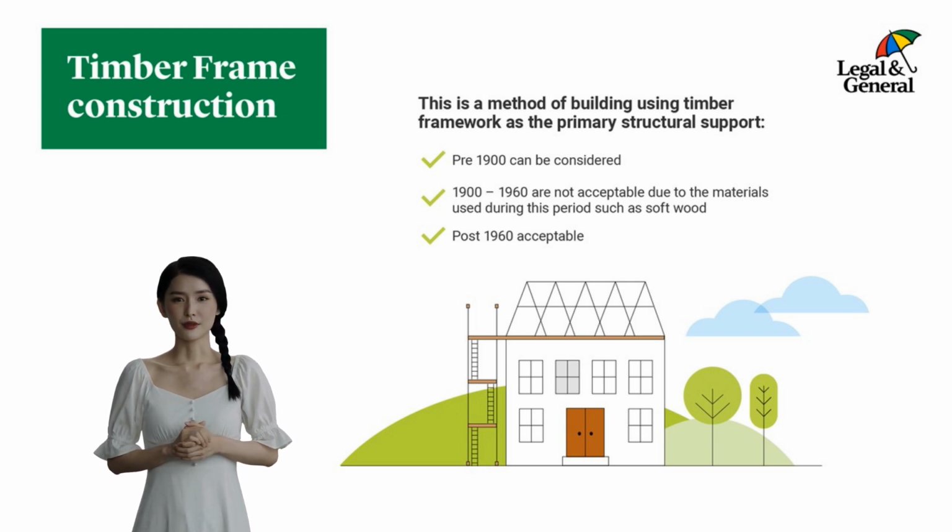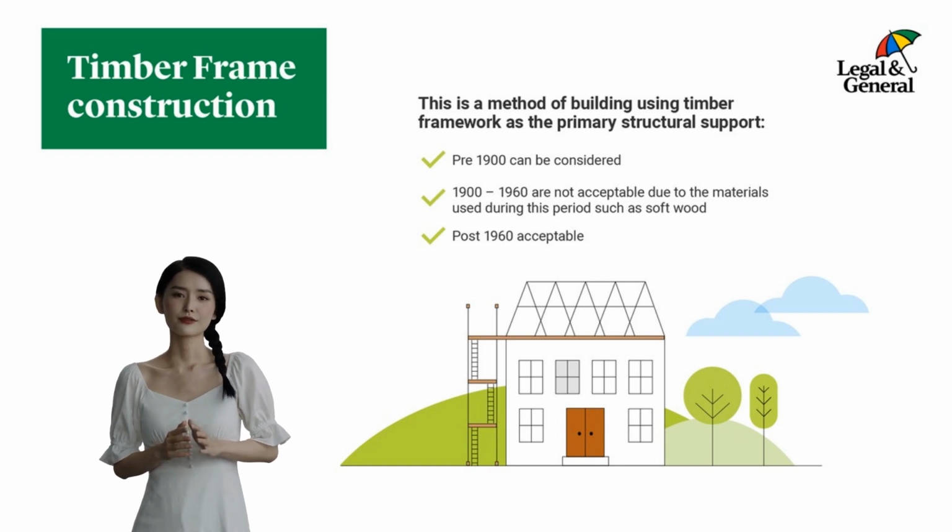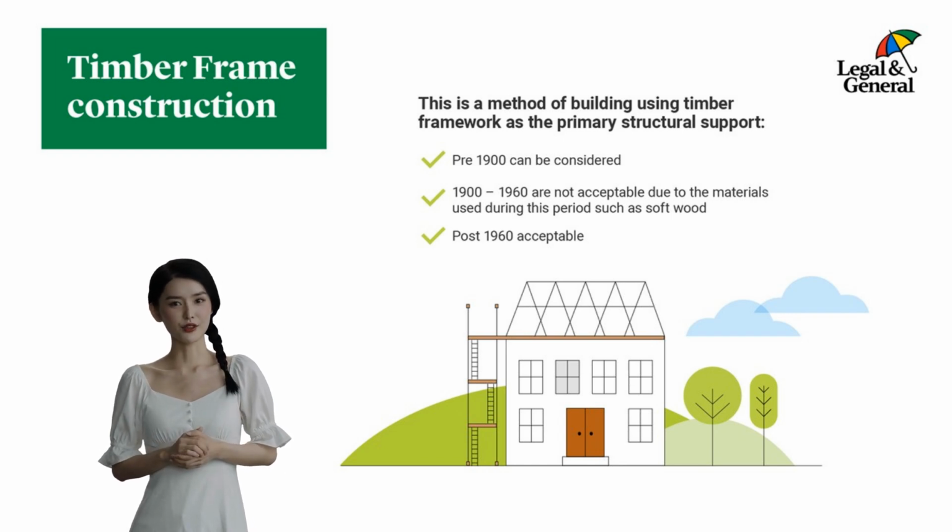If construction was between 1900 to 1960, this is unacceptable due to the risk of structural defects from the materials used during this period, such as soft wood. Buildings that are constructed after 1960 are acceptable following the introduction of the National Building Regulations, which saw restrictions put in place on certain materials. Another thing to consider is if the property has a listed status, which could also affect our decision to lend.